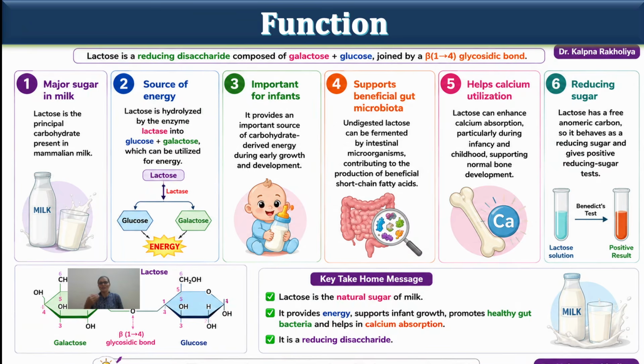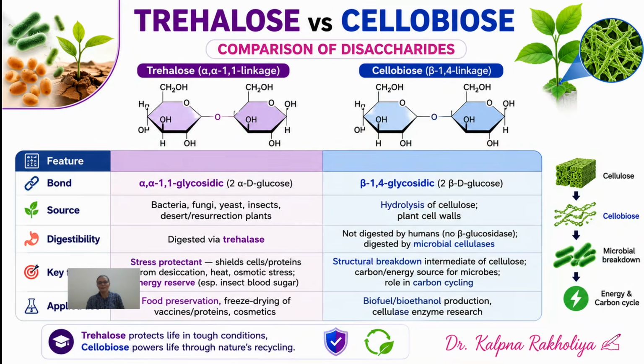Lactose can enhance calcium absorption, particularly during infancy and childhood, supporting normal bone growth and development. It is a reducing sugar. Lactose has a free anomeric carbon, so it behaves as a reducing sugar and gives a positive Benedict test, right? So lactose is a natural sugar of milk. It provides energy, supports growth, promotes gut microbiota, and helps in calcium absorption. It is a reducing disaccharide.